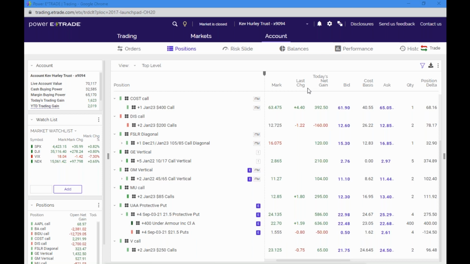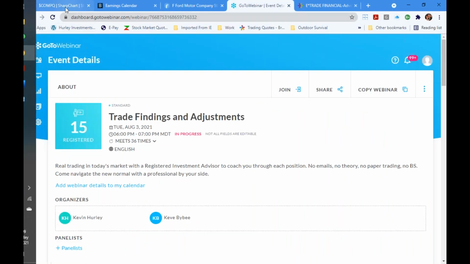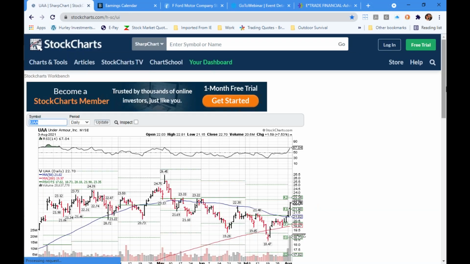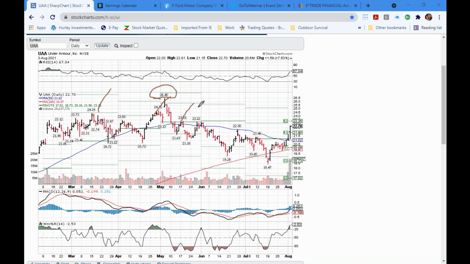And so I took a quick peek just to see what we could do for an adjustment. When I say I took a quick peek, the first thing I do is I take a peek at our charts. If I go to where we're at right now, Under Armour has a pretty good bounce up to 22.70. We have a high side of 26.45. But we've got a couple points here at 24, maybe even at 23.22, an R1 resistance level at 23.35.